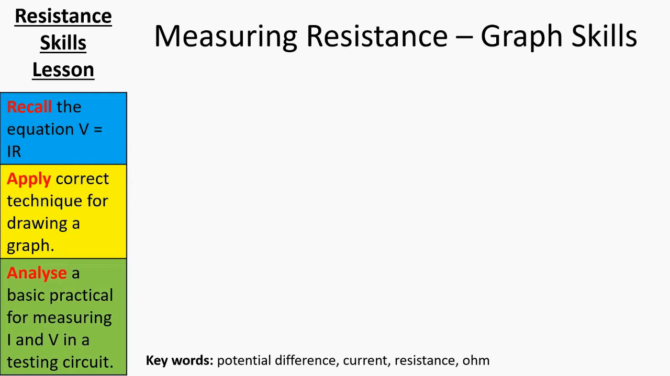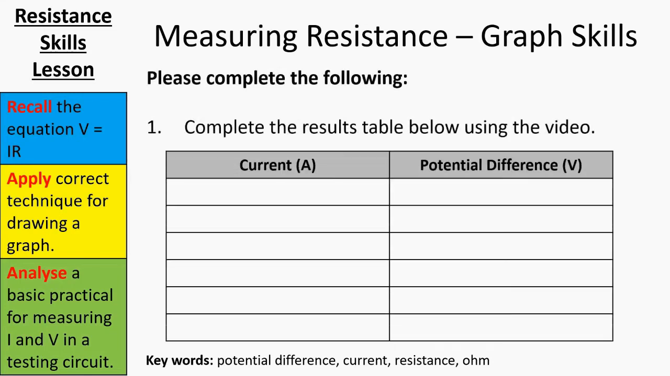Now on to the main focus of today's lesson, which is developing your graph skills. I would like you to complete the following. Part 1 is to complete the results table below using the video. You're about to see a video where I use the testing circuit that I used in the previous video to measure the current and potential difference around a resistor. The resistor in this video is a different one to the previous one. The previous one was 10 ohms if you remember. This one isn't, because that would be too easy.